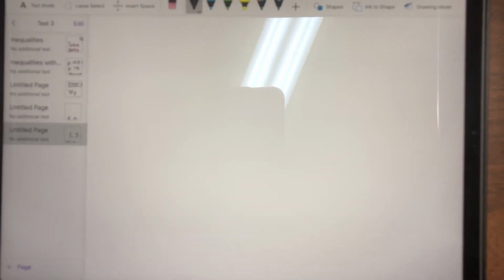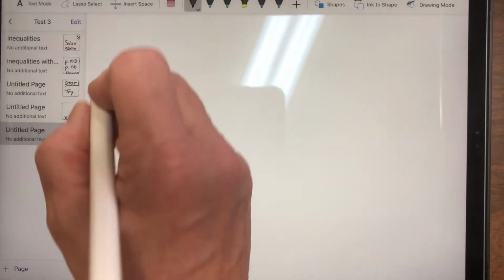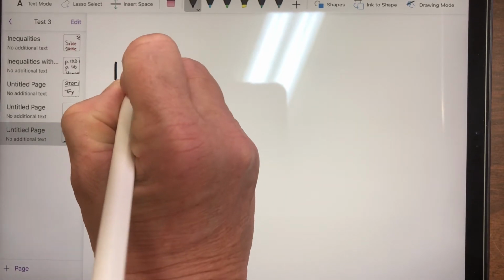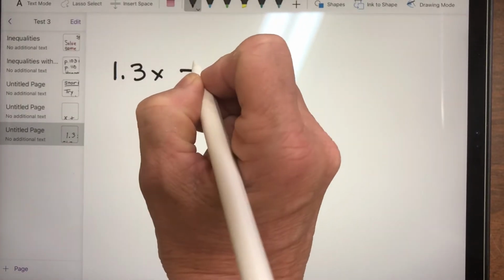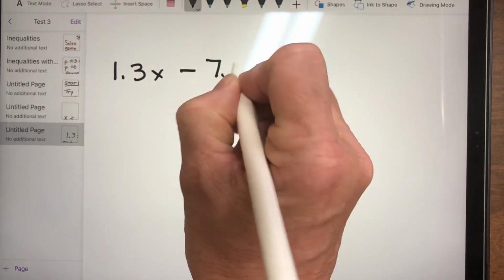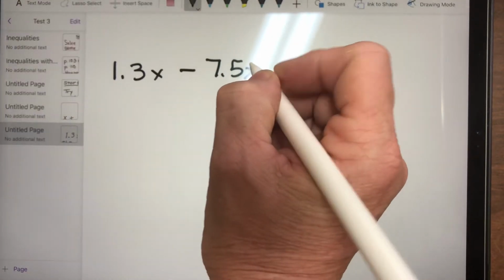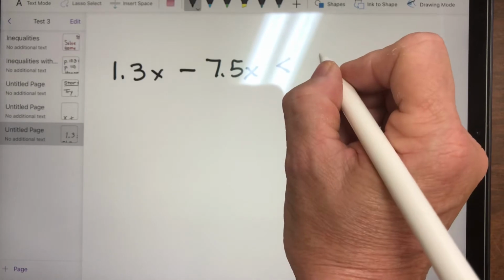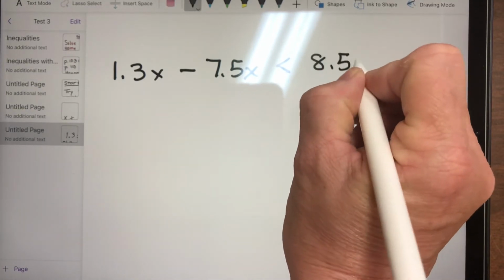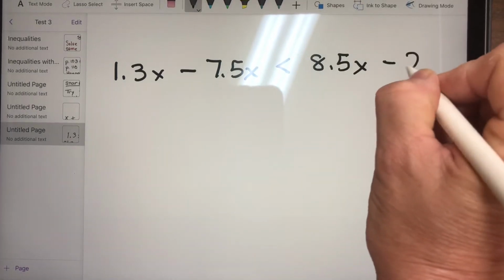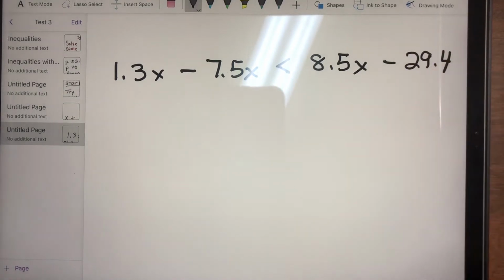Okay, so if you are watching the video, you need to copy down the problem and work it with us. 1.3x minus 7.5x is less than 8.5x minus 29.4. I'll read it again: 1.3x minus 7.5x is less than 8.5x minus 29.4.